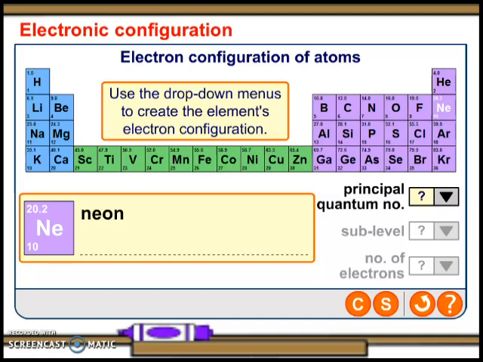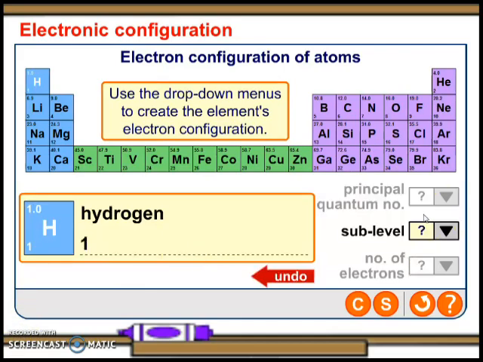In the periodic patterns, the period number or the row number is the same as the energy level. So we have period 1, period 2, period 3, period 4, etc. And the group number or the column number is equal to the total valence electrons. So we have group 1, group 2, group 3, 4, 5, 6, 7, 8. Now let us try to answer the electron configuration of hydrogen and oxygen.